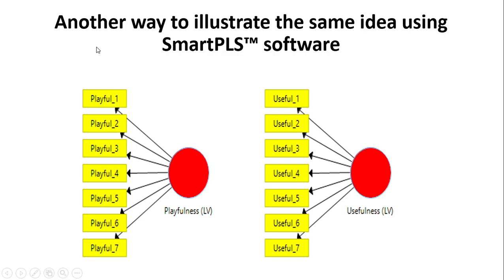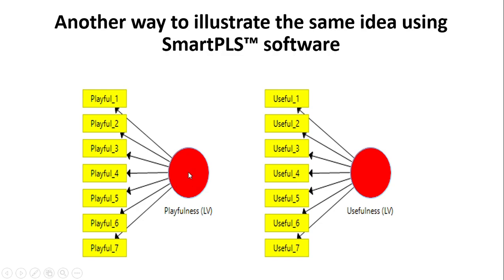By using the Smart PLS software, let me describe the same concept in a different way. Boxes in the green color, boxes in the yellow color, you can see on the left hand side, they are indicators, and the red circles are the latent variables. So you can clearly observe there are 7 indicator items for playfulness, and similarly 7 Likert scale items or indicator items for measuring usefulness.